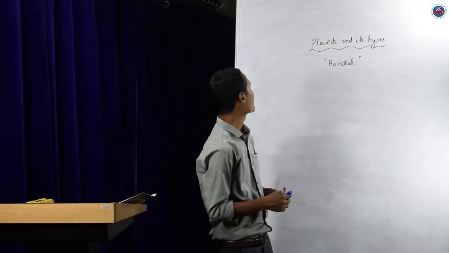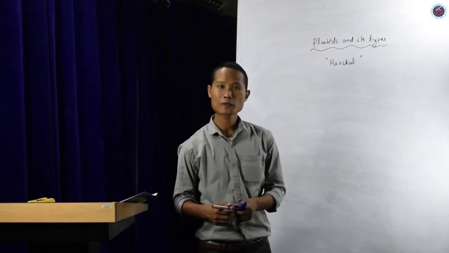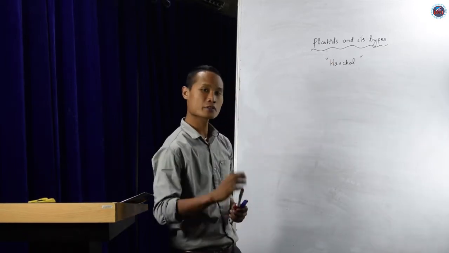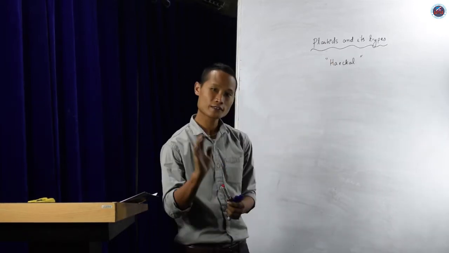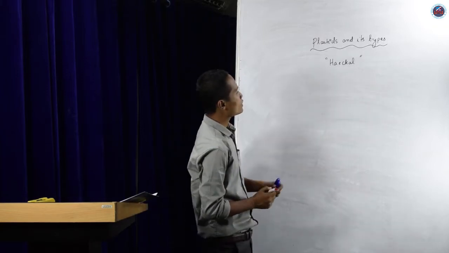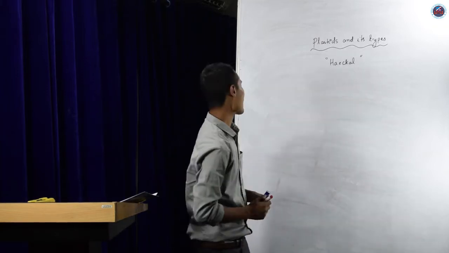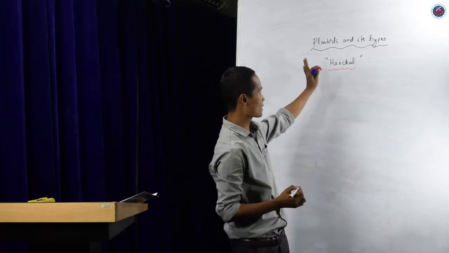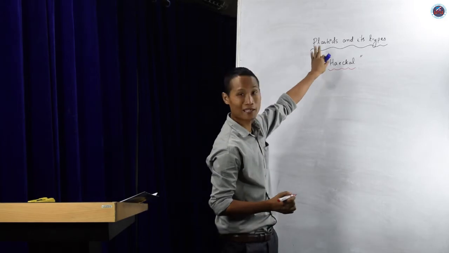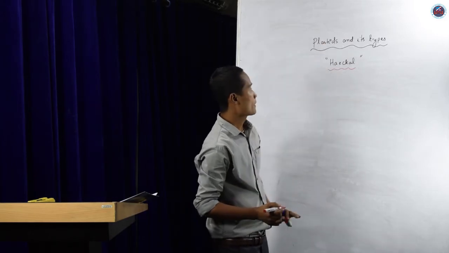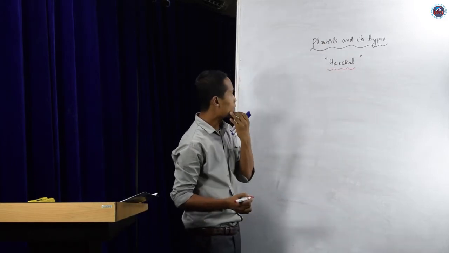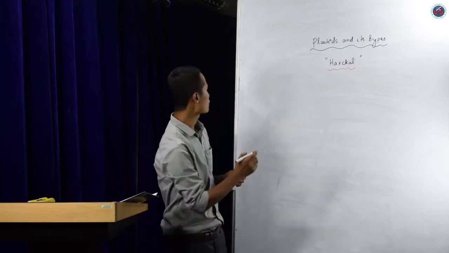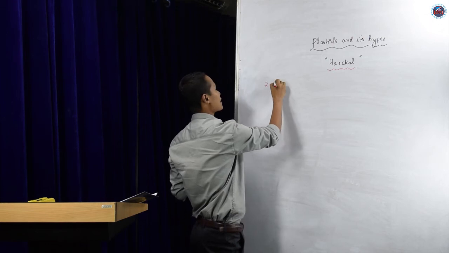Hello student. Now the new topic that I'm going to discuss is plastids and their types. It's a very small topic that I'm going to discuss today. It was first discovered by Ernest Haeckel. Haeckel discovered plastids. Now basically there are two types of plastids.